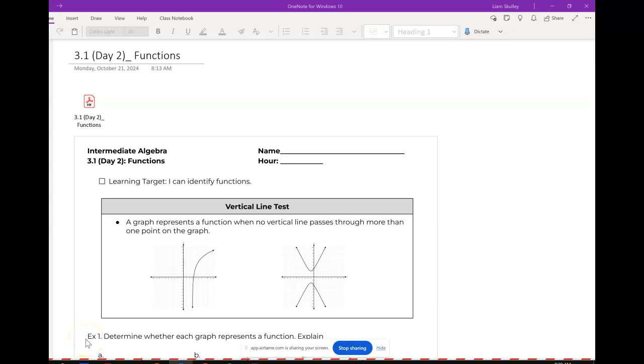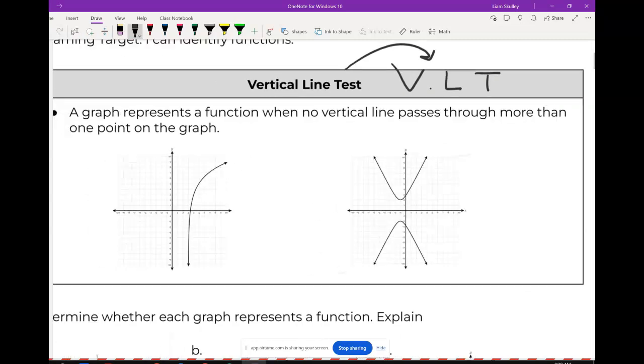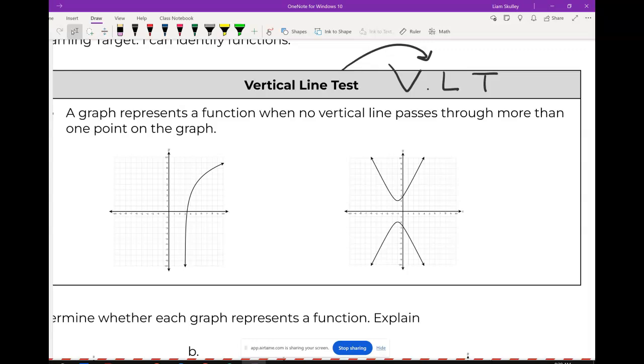Functions, specifically if we're given the graph of a function. It's called the vertical line test. We'll get to the point where we abbreviate that as the VLT. So this is a test that you can do whenever you're given a graph and you're trying to determine whether it's a function or not.